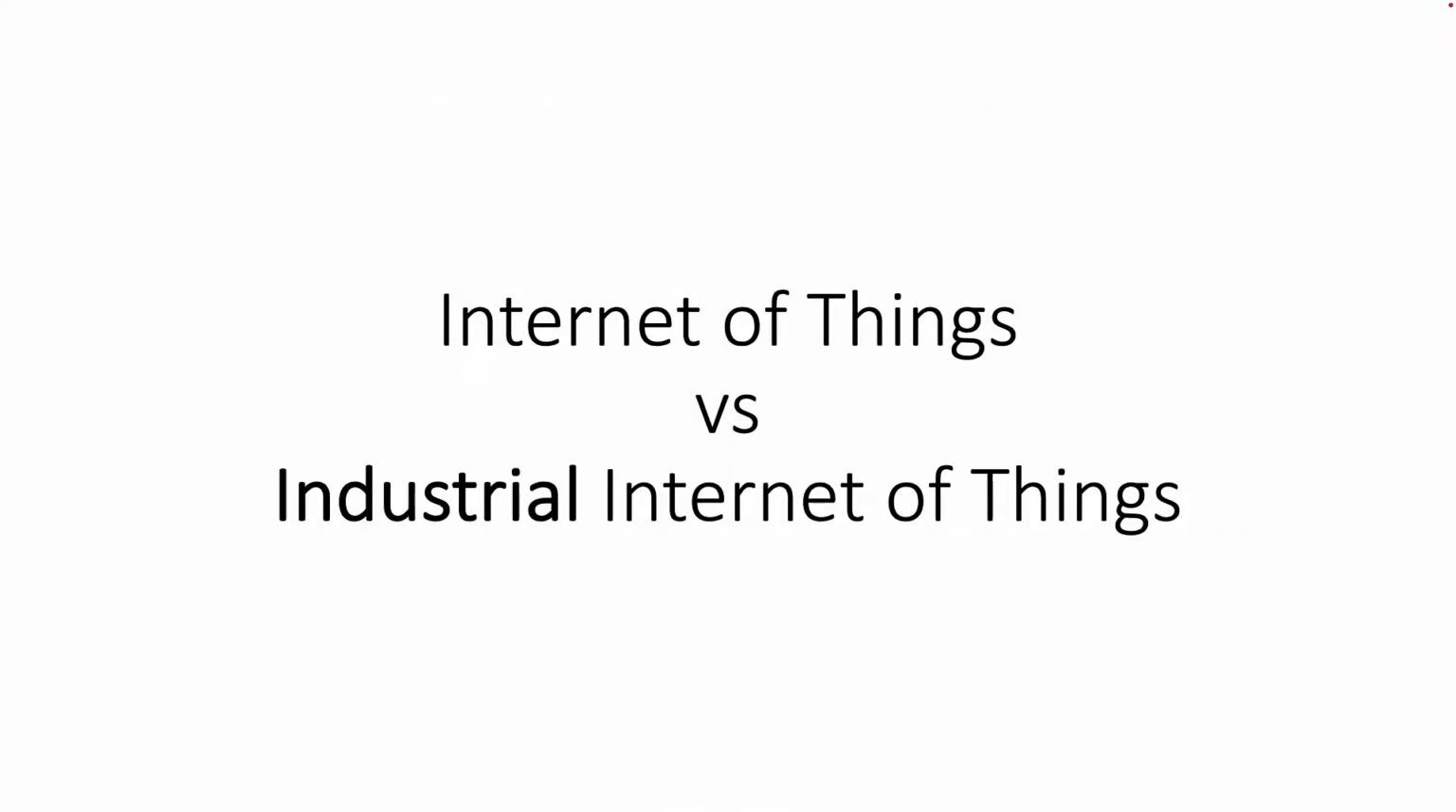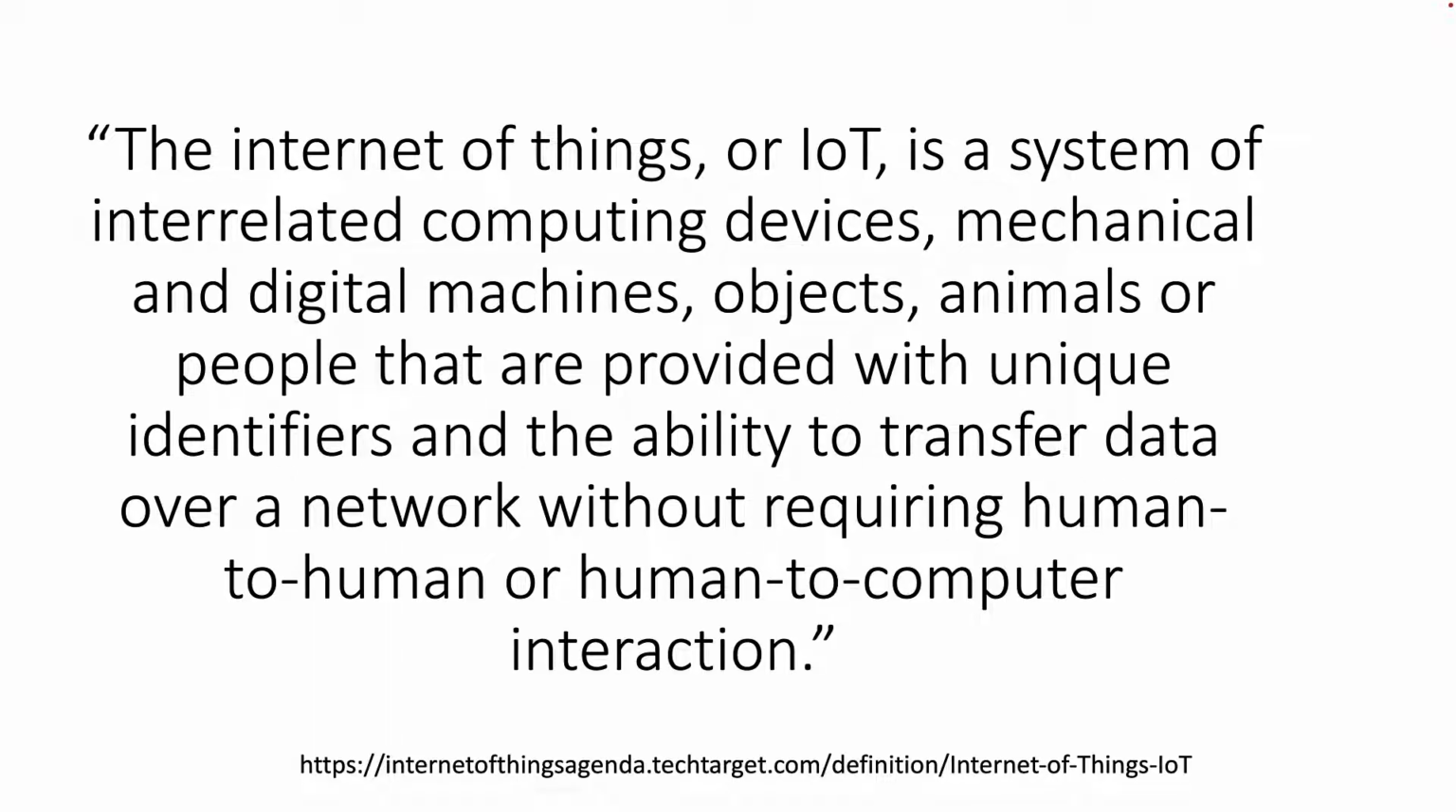So you're probably aware, hopefully, there are things called Internet of Things. So let's distinguish between Internet of Things and Industrial Internet of Things. The Internet of Things, or IoT, is a system of interrelated computing devices, mechanical and digital machines, objects, or even animals or people that are provided with unique identifiers and the ability to transfer data over a network without requiring human-to-human or human-to-computer interaction.